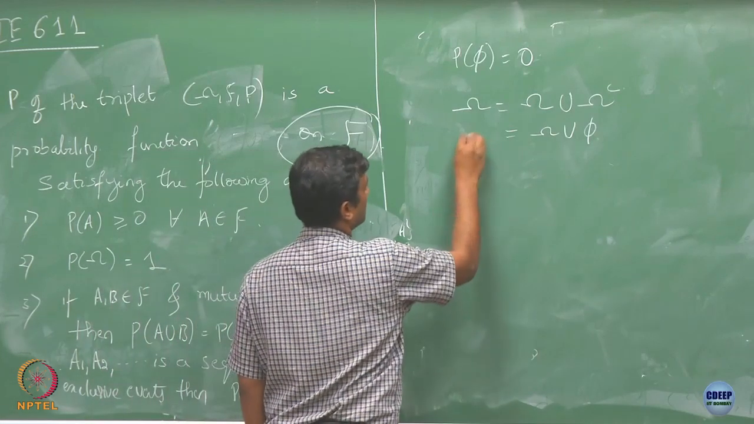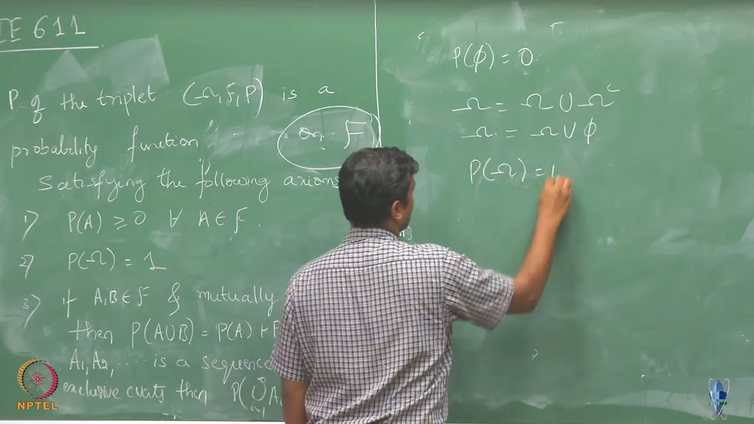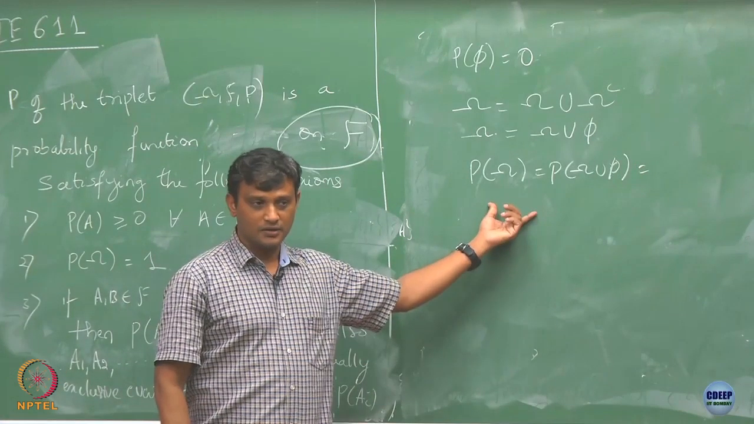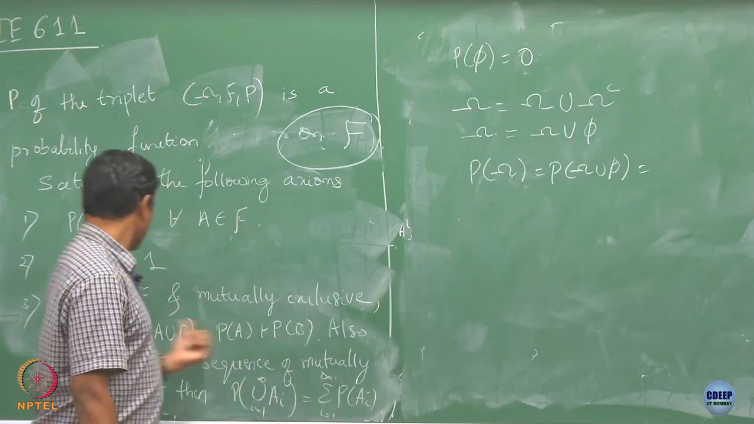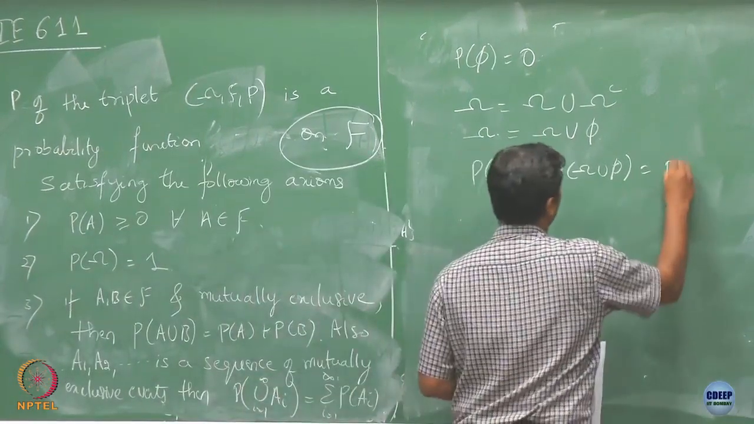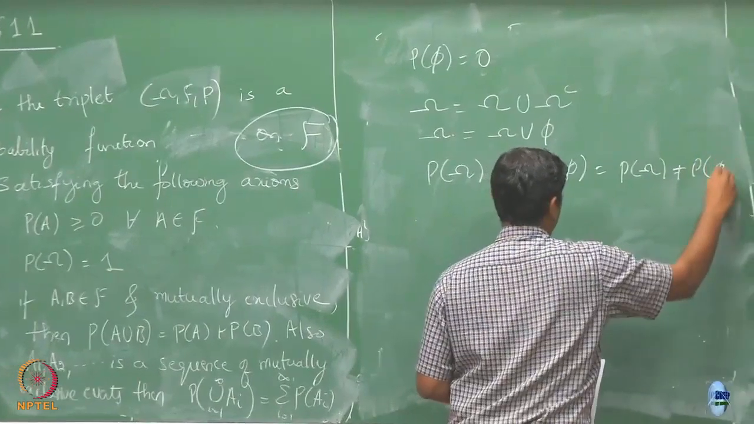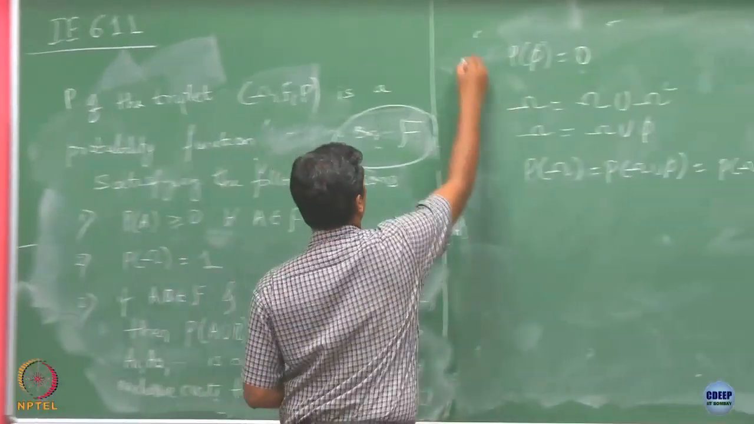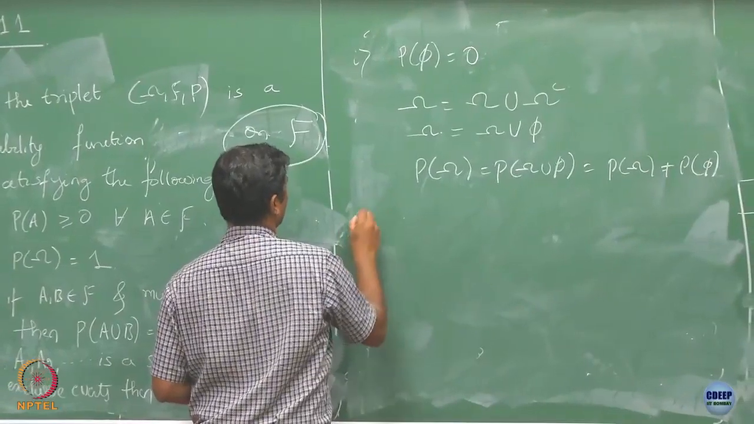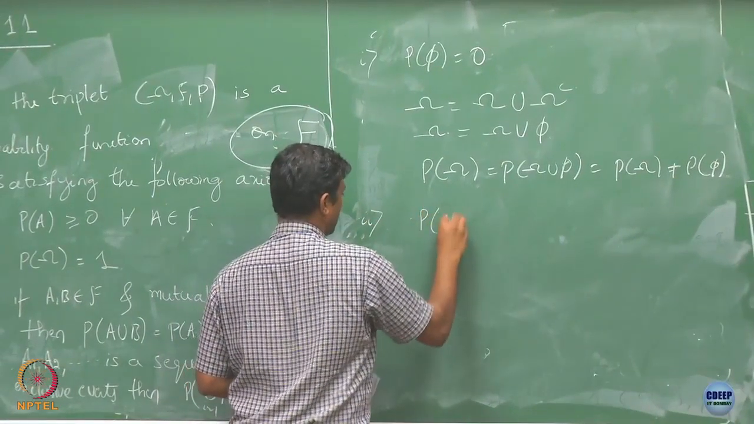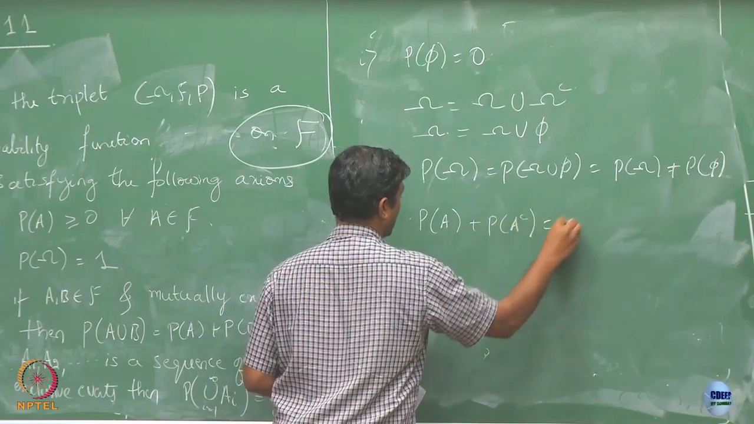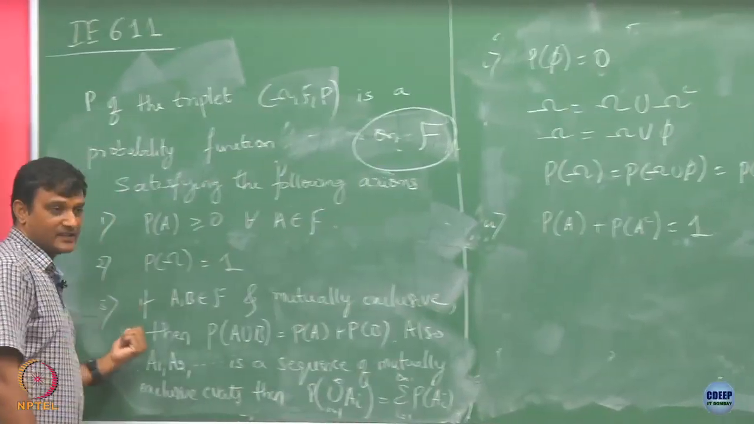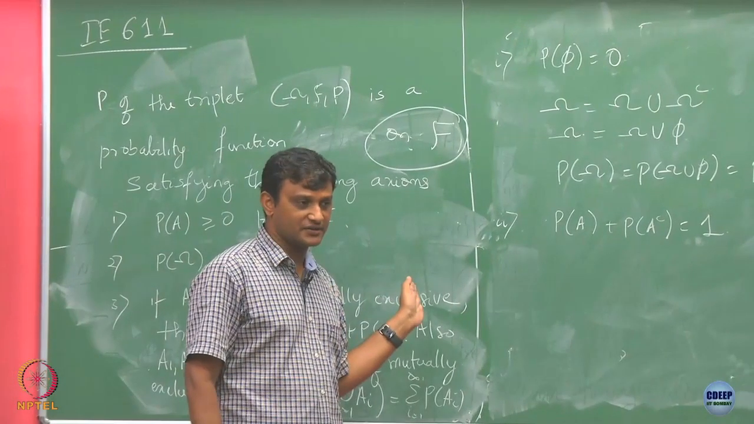Now, what is this? How can I conclude? Why is that? Because of my third part. So this concludes that my P of the null set is equal to 0. So do you expect P of A plus P of anything to be 1? Is it necessary that I include this as a fourth condition, or is this implied by these three conditions? How?